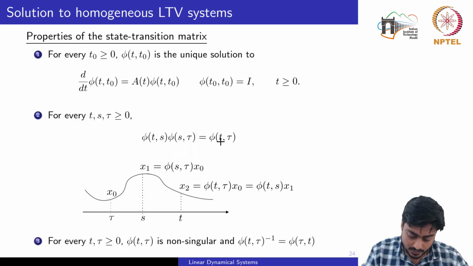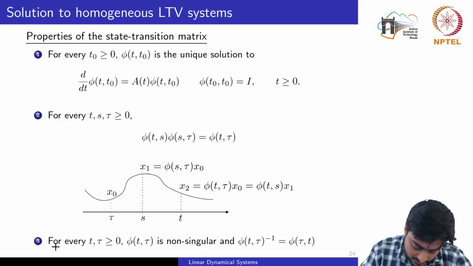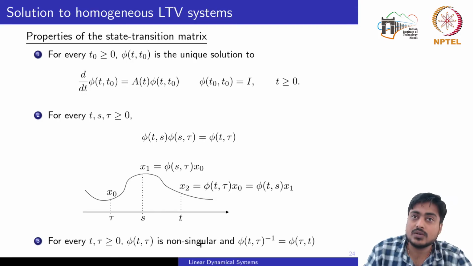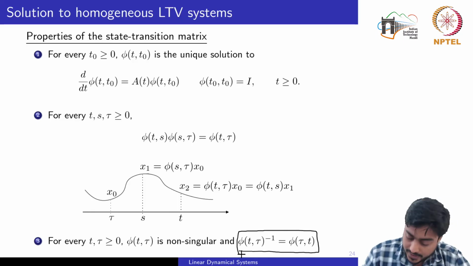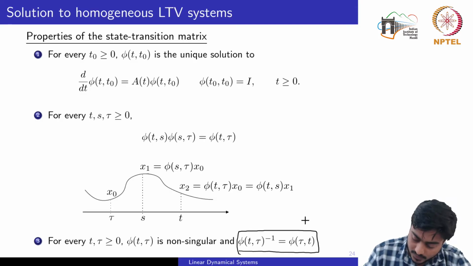Now the third property says that for every t and tau greater than or equal to 0, we have phi(t, tau) is non-singular, that is, the state transition matrix is non-singular, and this relationship is always satisfied. That if we take the inverse of the state transition matrix, then the order of the argument would change. So if we pay attention to this phi, it says that we are seeing the response at time t given the initial condition at tau.